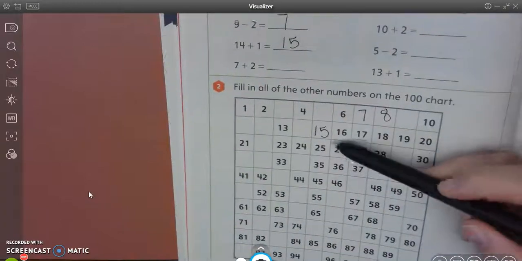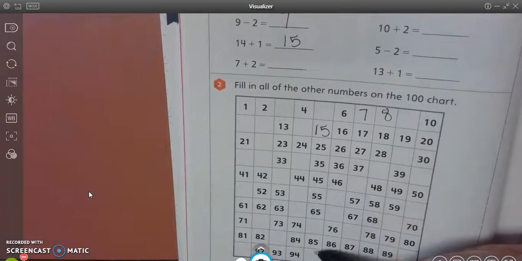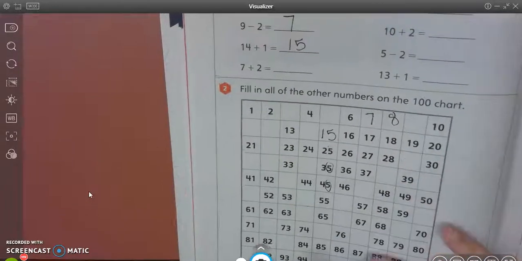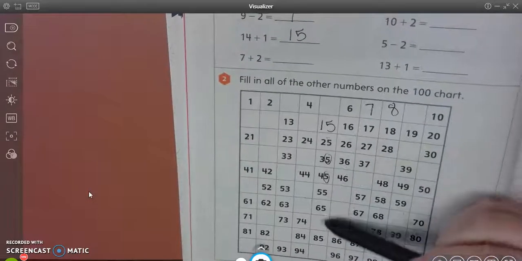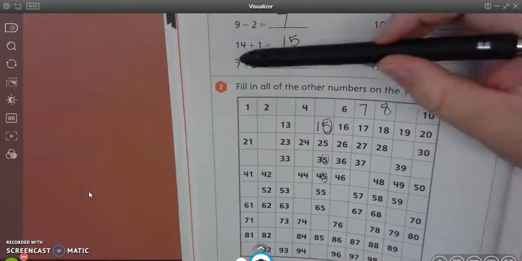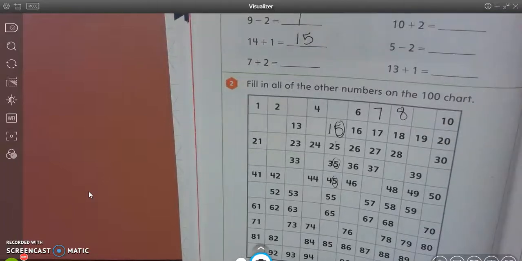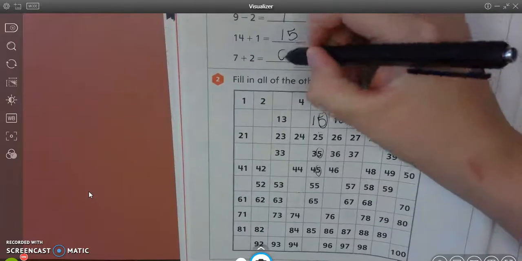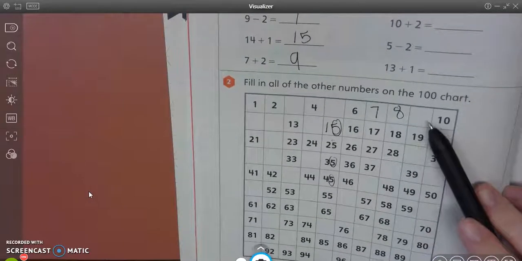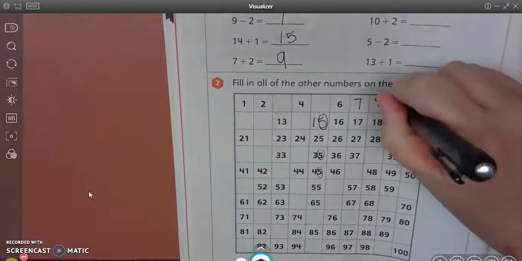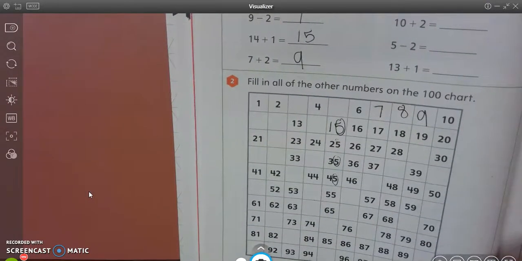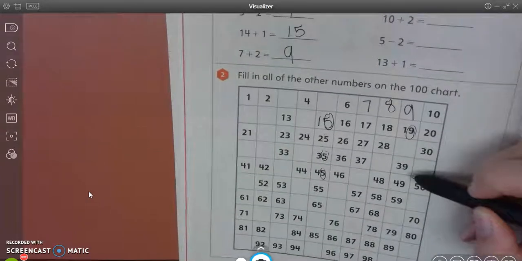And again, I know that if I go down, all my numbers in the ones place are going to be the same. So all those numbers are 5, and 15 has a 5 in it. So that must be right. Now I'm going to do 7 and 2. That is 9. I've already filled in 7 and 8, so the next number must be 9. Again, I can look down my row and see that they all have 9 in the ones place.